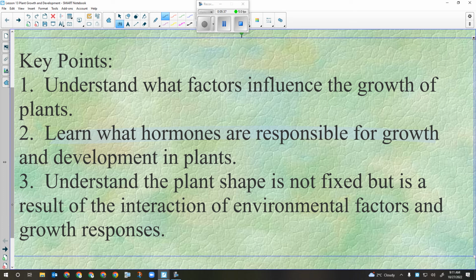So a plant's final shape is not genetically predetermined. Some of its characteristics are, like the shape of its leaves, its color and things like that. Those are genetically predetermined, but its final shape is not. Its final shape is an interaction between its genetics and its environment. For us, that's not so much the case.